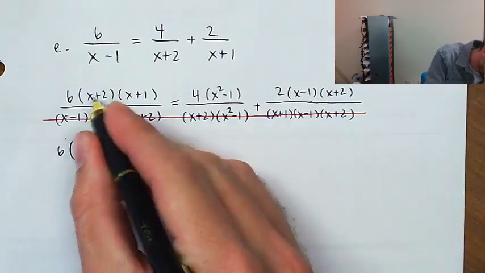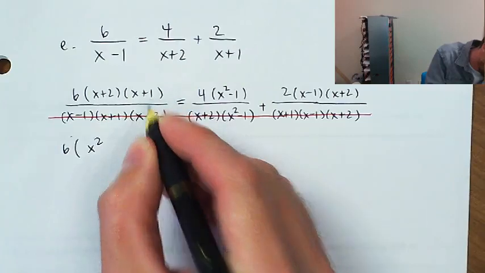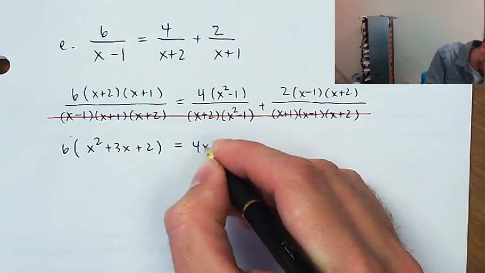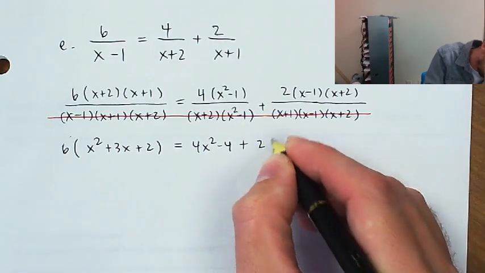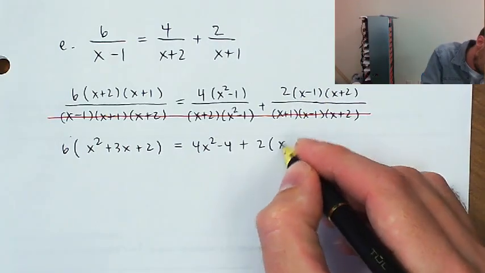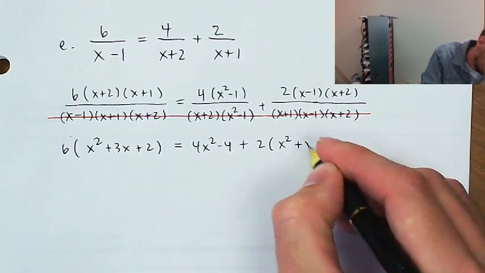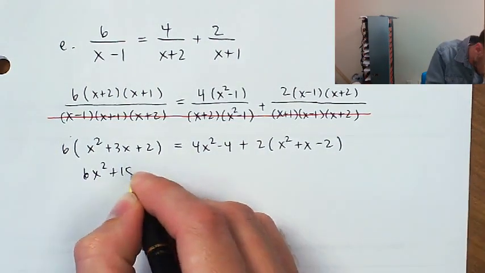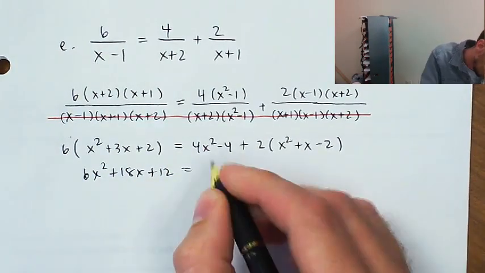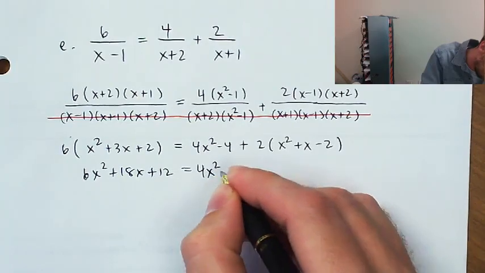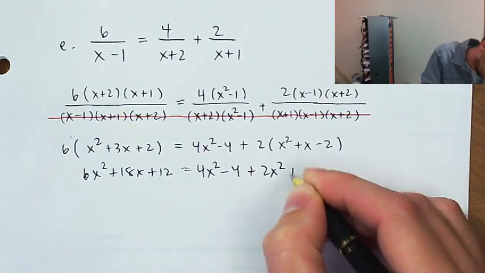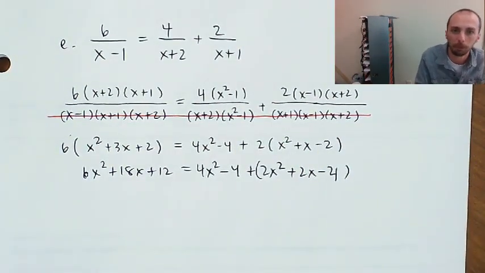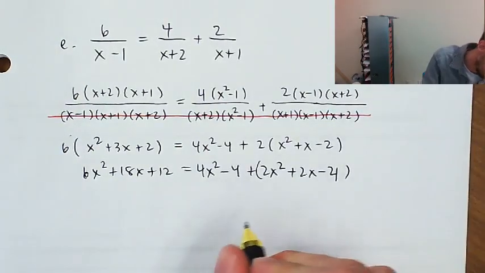And so I'll have 6 times x squared plus 2x plus another x is 3x and 2. And that's going to equal 4x squared minus 4. Plus 2 times, all right, x squared plus 2x minus 1x minus 2. All right, so I've got 6x squared, 18x, and 12 equaling 4x squared. Okay, I'll just distribute that to, whoops, almost. Okay, whatever. Don't need those parentheses there, but I put the back one in, so I'm going to put the front one in too, I guess.